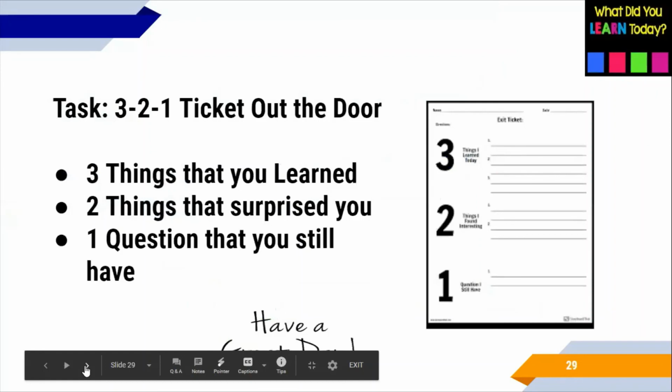We're going to leave you with the final task, a 3, 2, 1 ticket out the door. Pull out those revised questions that you developed at the beginning of our lesson, your investigative wanderings. You're going to write 3 things that you learned, 2 things that surprised you, and 1 question that you still have.